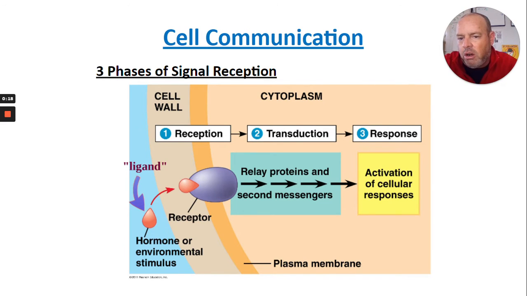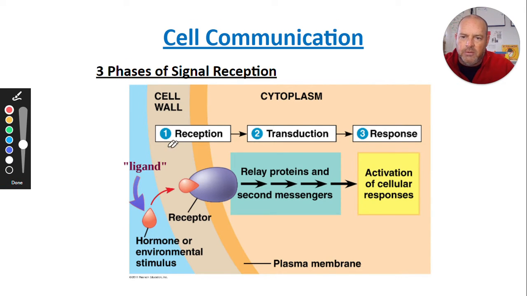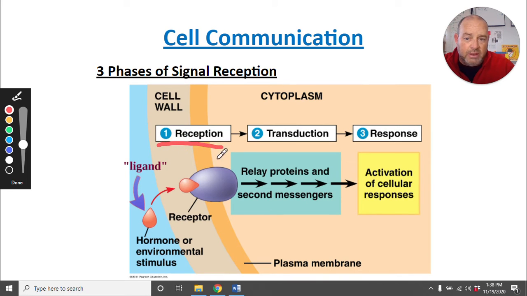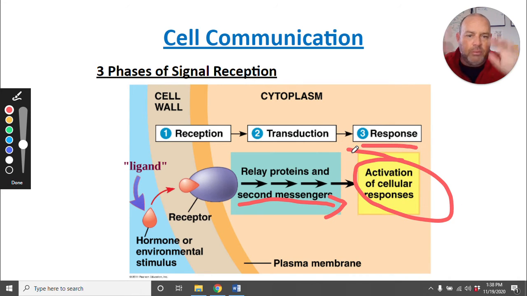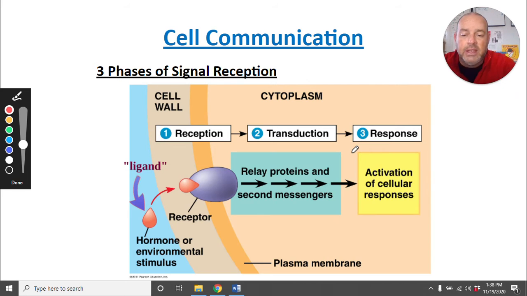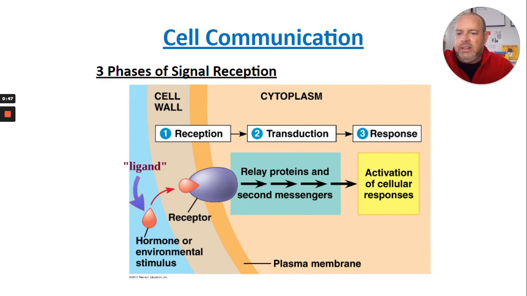You'll notice that there are three phases to signal reception, so those are going to be important for you. So, you have reception, receiving the signal, which happens right here, and you have transduction, which is moving the signal from the outside of the cell to the inside of the cell, going this way. And then you have whatever that response is going to be, right? Dealing with whatever that message was, and having the cell jump to action in some way. So those are really going to be the phases.